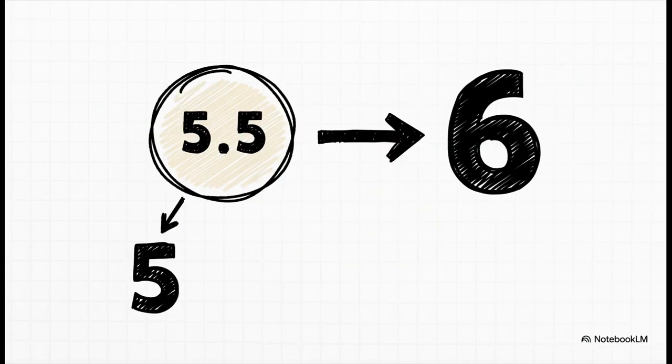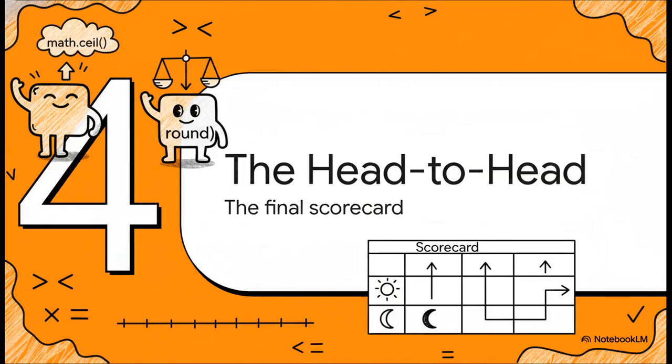And this just shows you the consistency of the rule. If we try round 5.5, the options are 5 and 6. This time, the even neighbor is 6, so it rounds up. The rule isn't always round down at 0.5, it's round to the even one. Okay, so we've met both of our functions. We know their personalities and we know their hidden rules. Now it's time to put them side by side for the final scorecard.